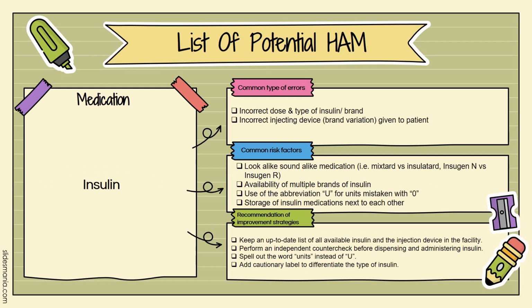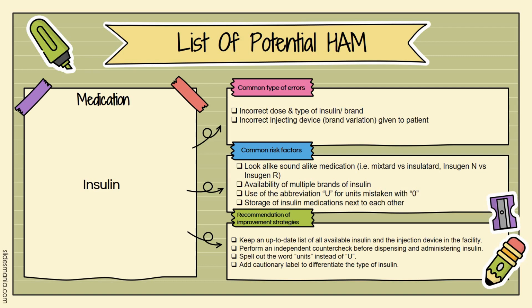The third one is insulin. The common type of errors are incorrect dose and type of insulin or brand. Then incorrect injecting devices, which is due to the brand variation given to the patient. The common risk factors are look-alike, sound-alike medication, for example, Mixtard versus Insulatard, Insugen N versus Insugen R. And then the availability of multiple brands of insulin, use of abbreviation U for units mistaken with 0, storage of insulin medication next to each other.